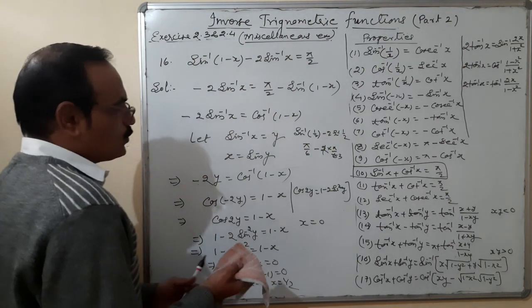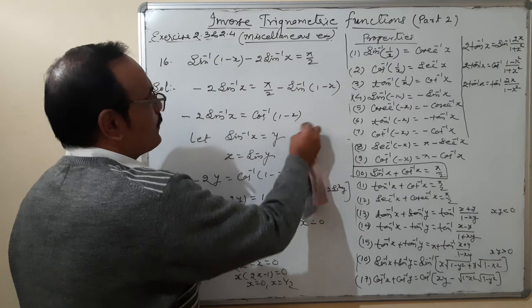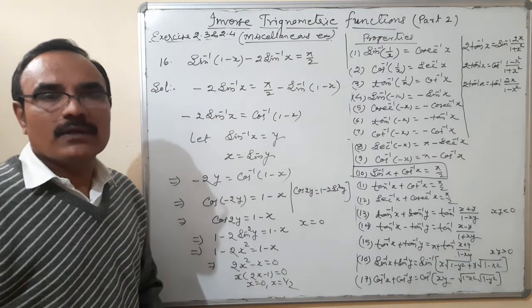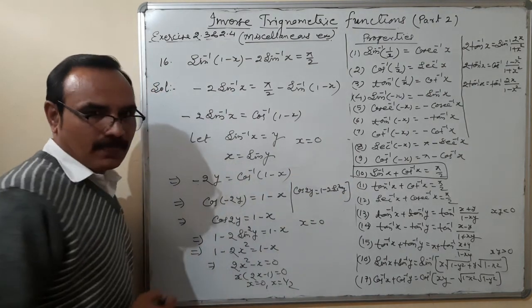So if there are two options in the MCQ, one is 0, second is 1 by 2, or both 0 and 1 by 2, then the correct answer is x is equal to 0.